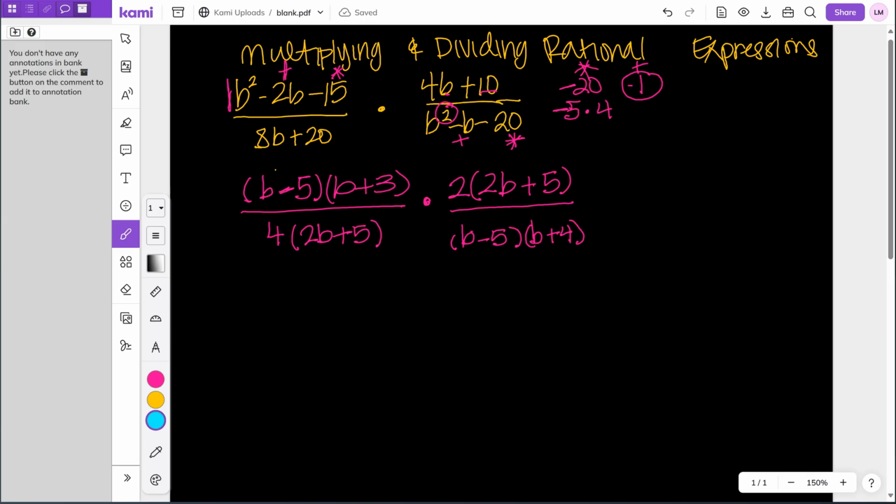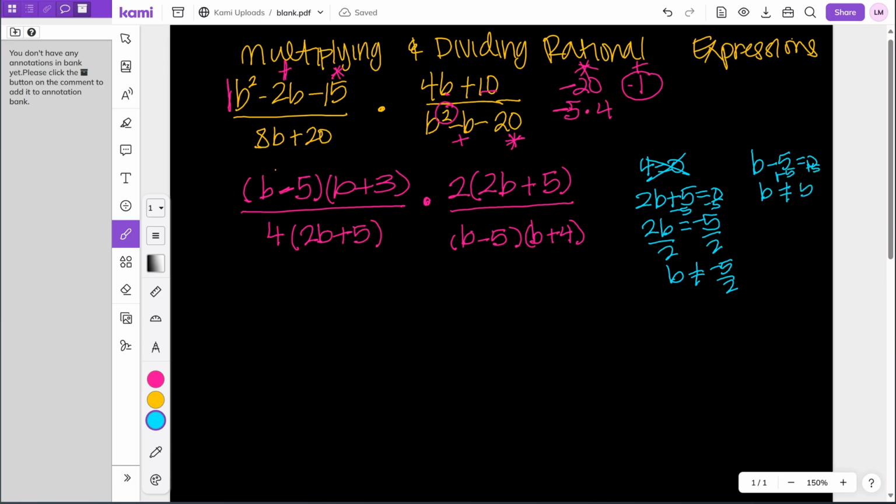Whatever value of b makes the denominator 0, I'm going to kick that out. So I'm going to set each term equal to 0. Well, 4 equals 0, that's nothing. 2b plus 5 equals 0, and I want to solve for b, so I subtract 5 from both sides, divide by 2, so b can't be negative 5 over 2. All right, we have b minus 5 equals 0, so I add 5 to both sides.